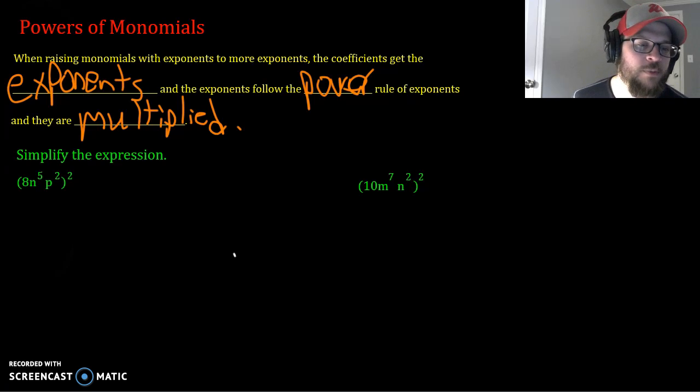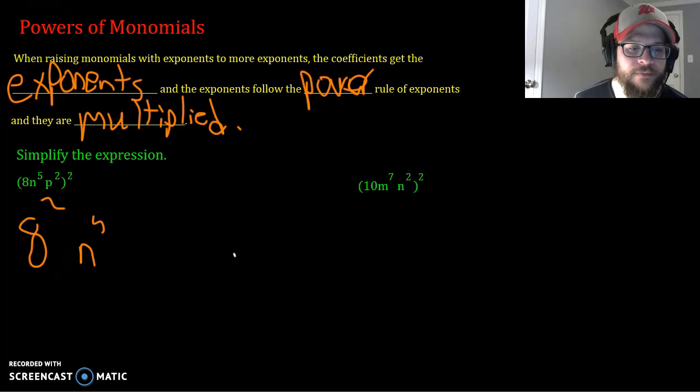So to simplify this expression, notice how inside your parentheses is 8n to the fifth p squared, and then outside of your parentheses, that entire thing is being raised to the second power. You can think of this exponent as being distributed to everything, but it needs to follow your same rules as exponents. So this 8 gets squared. This n to the fifth gets squared.